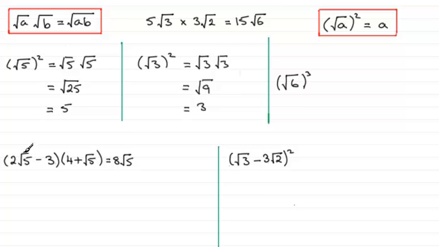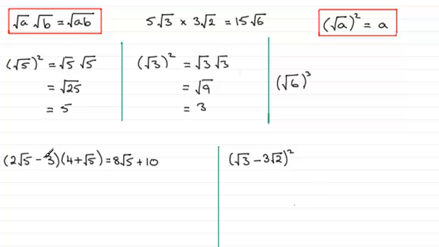Then we do 2 root 5 multiplied by plus root 5. Now you're going to get 2 times root 5 all squared. And root 5 all squared is just 5, because it's the square root of 25. So you've got 2 times 5, which is going to be 10. Okay?